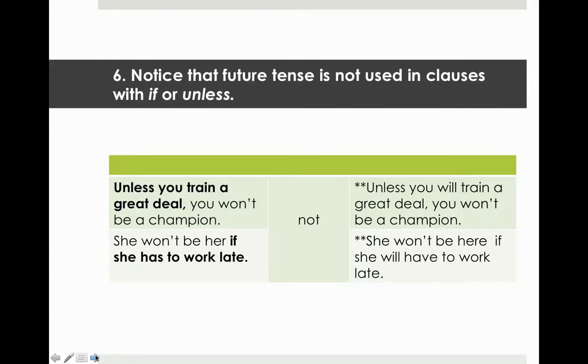And notice again that with if or unless, when you're talking about future time in the adverb clause, you use present tense. It's a general rule that in a subordinate clause or an adverb clause, the verb is usually going to be present tense. So if I say, she won't be here if she has to work late, that's right. I have 2 stars to indicate that this is wrong: she won't be here if she will have to work late. We do not say that.